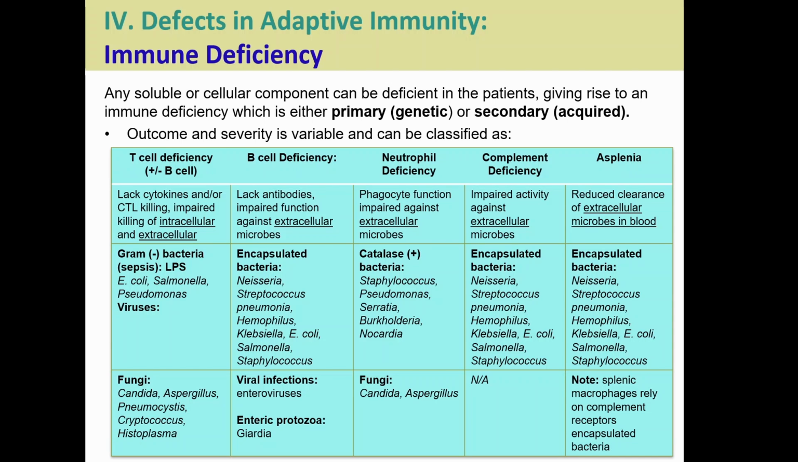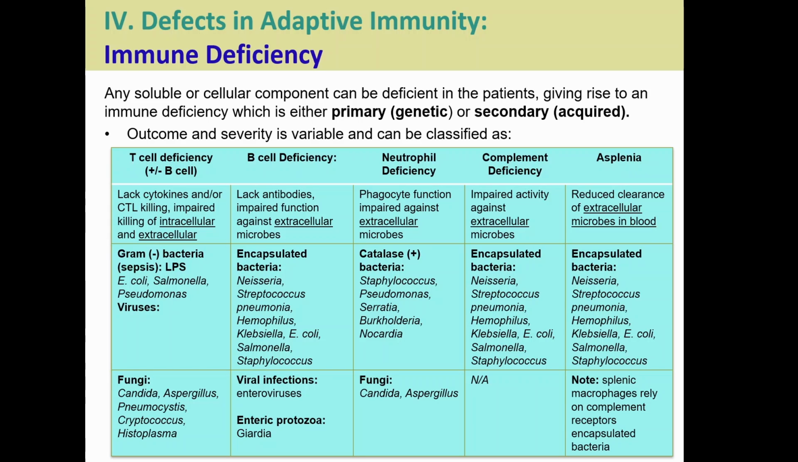So, immune deficiency, right? Basically, we're saying that something in the immune system, some sort of component, whether it be one of the proteins or a cell, is deficient. It's either not there or it is not working. It's too low in numbers or it's not functioning. So this means we have immune deficiency.